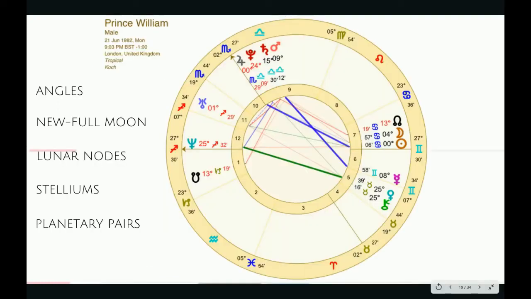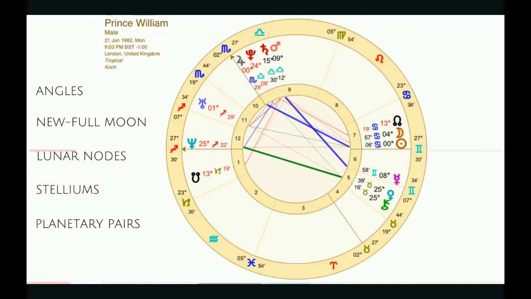So looking at Prince William's chart again, he has Neptune on the ascendant. He has that on his MC, he's got Jupiter and Pluto. And then on his DC, he's got the sun and the moon in a conjunction, a new moon. And you also have the north node there. And so we've got the new moon solar eclipse.